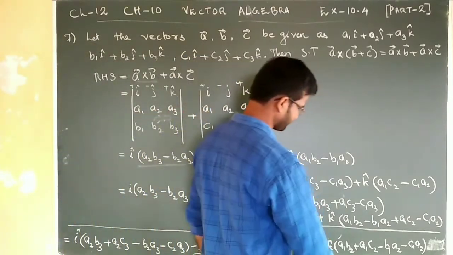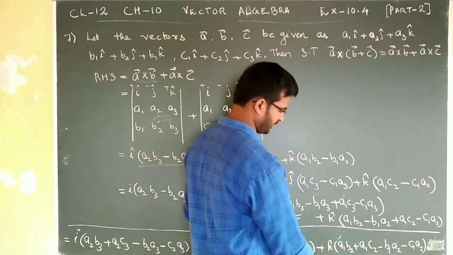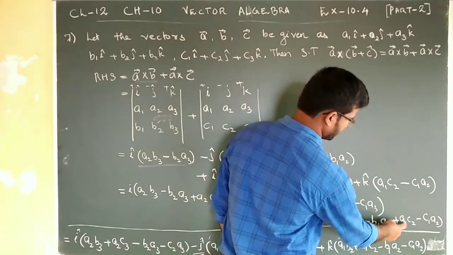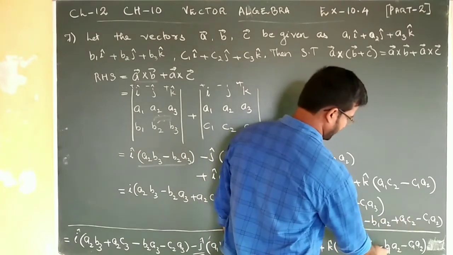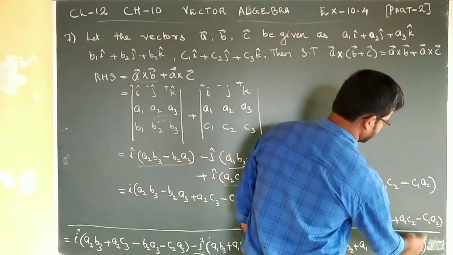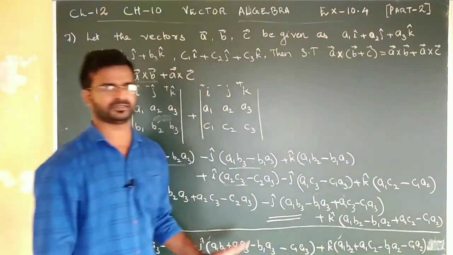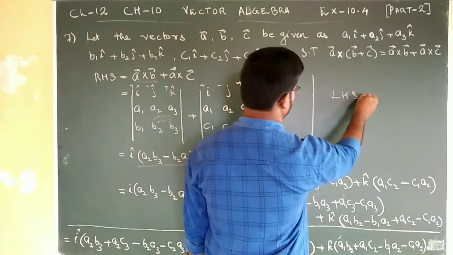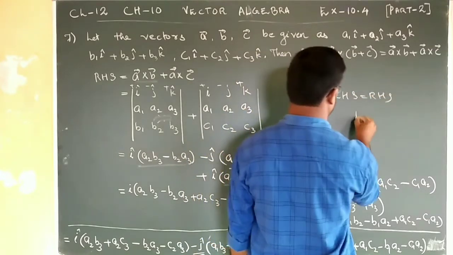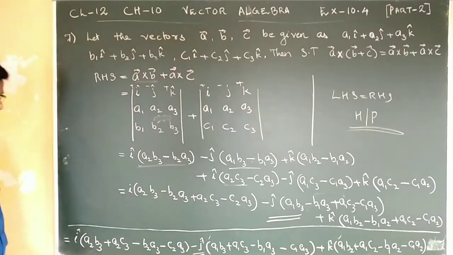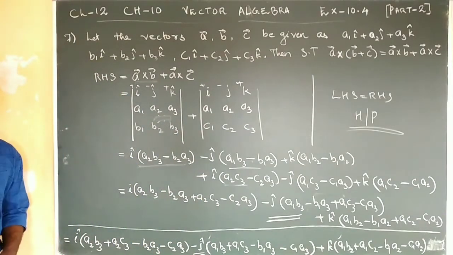Then the K term, plus K vector, plus K vector. A1 B2, plus A1 C2 is there. Then minus B1 A2, and the last term minus C1 A2. Each and everything is the same. We can write LHS equal to RHS, hence proved. This is our answer. Now just pause the video or write down the remaining part in your notebook also.